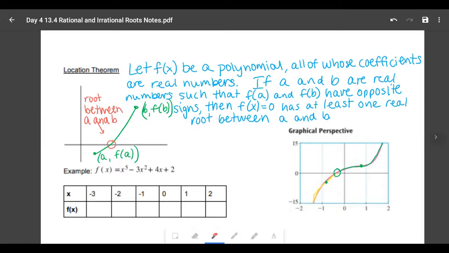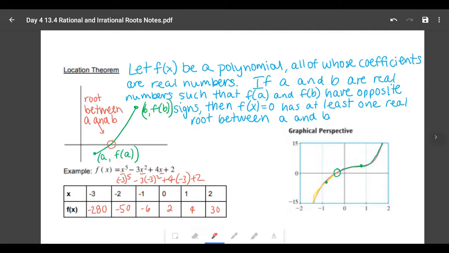All right, so let's take a look at an example. We have f of x equals x to the fifth minus 3x squared plus 4x plus 2. If we were to do f of negative 3, take negative 3, substitute it everywhere you see an x. Right? If we did negative 3 to the fifth minus 3 times negative 3 squared plus 4 times negative 3 plus 2. If you do that, you can do it in your calculator if you'd like, you get negative 280. If we find f of negative 2, you get negative 50. F of negative 1, you get negative 6. F of 0, you get 2. F of 1, you get 4. And f of 2, you get 30.